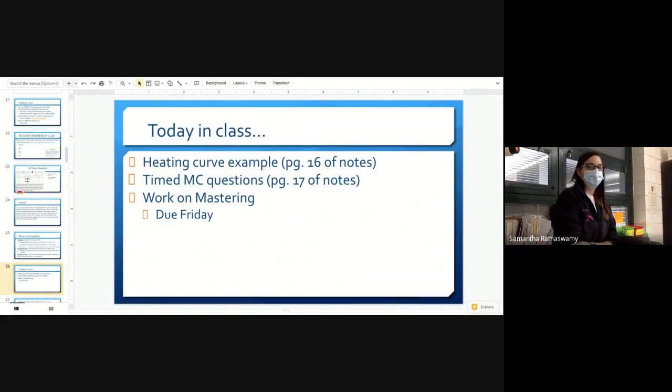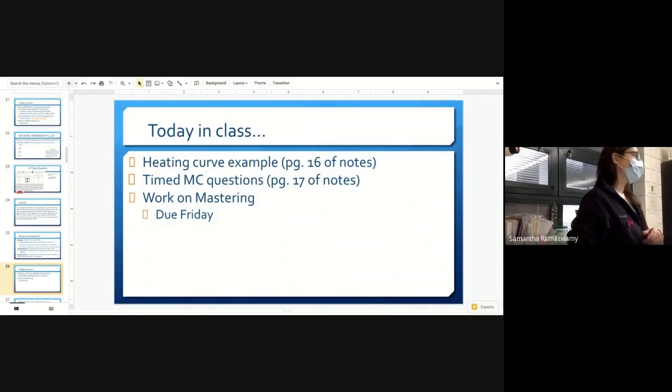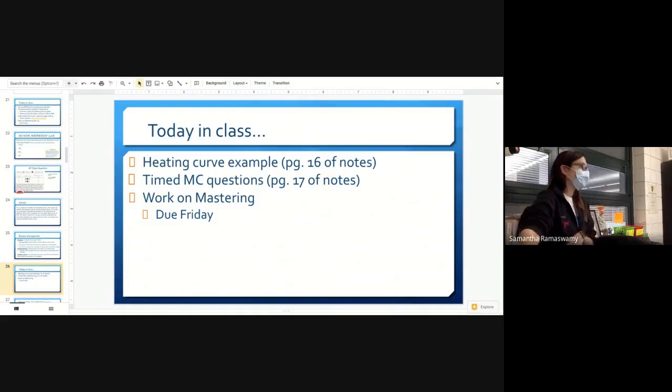So remember, mastering is due Friday. So you'll have time today, you'll have time tomorrow, and then Friday. The quiz Friday is during the second period of class. So you'll actually have the first period to review, work on mastering, ask questions before the quiz. It'll be a multiple choice quiz. It's not a big test. It's just a quiz because this is just part of the unit. But it will be during the second period of class, kind of like we've done before.